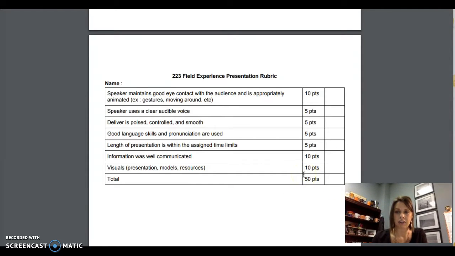So my recommendation for this presentation is that you build a PowerPoint or a Prezi with the information that you want to share. One, it helps you stay focused on what you want to share and you don't just ramble. And two, it meets the criteria for your visuals and helps you to do these other pieces as well.